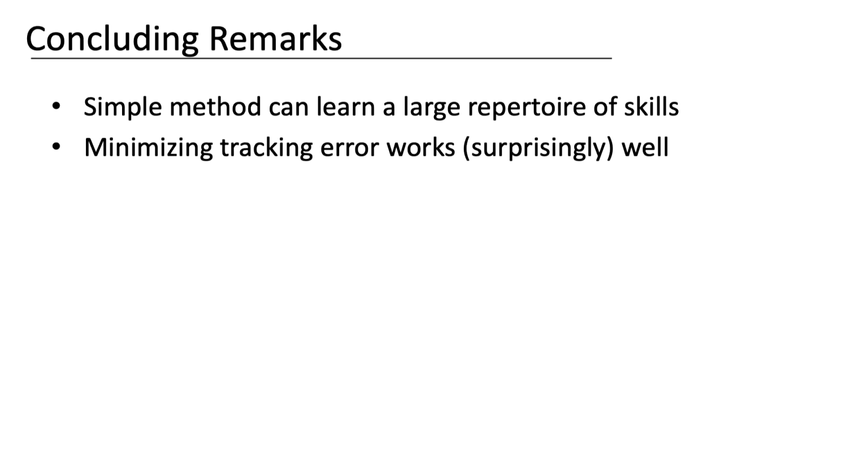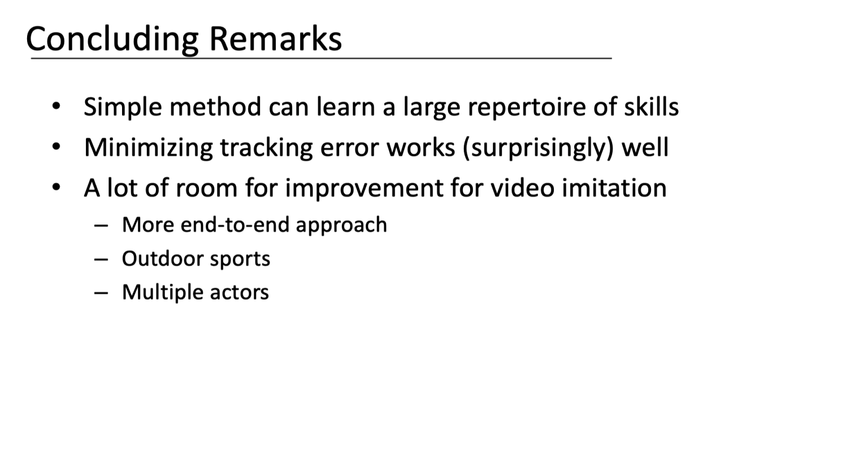Okay, so just to wrap up a bit, for the most part, the story here is that fairly simple methods can sometimes work surprisingly well. The key to getting all this to work really lies in a lot of the design details. In the case of motion imitation, we've been able to solve a pretty large variety of tasks just by minimizing tracking error. And this ends up working pretty well even for video imitation. But in the case of video imitation, I think there's still a lot of room for improvement, and we're just barely scratching the surface.